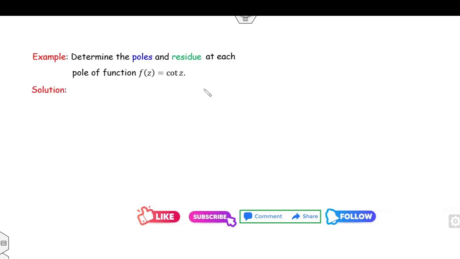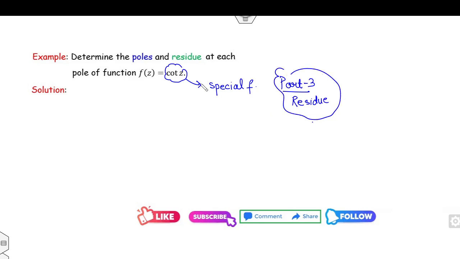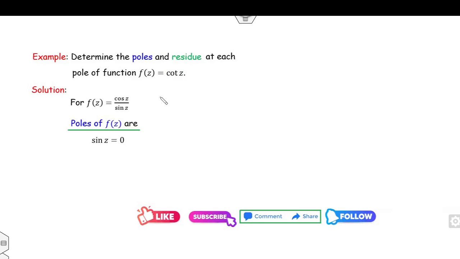Find the pole of the function. Again, you can see this is a special function. So I will upload part 3 on the residue, where you can find the residue of the function in the easiest way. But in this lecture, I will also explain this, which is the first method. The second method I will explain in part 3 of this video.